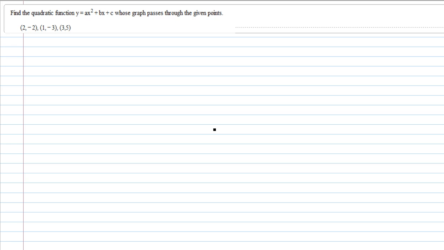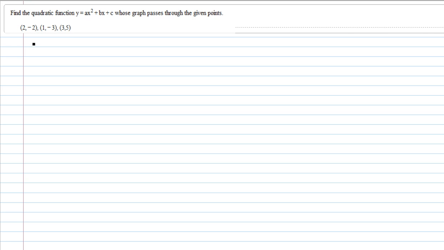In this problem, we have three ordered pairs given, and we need to use those ordered pairs to come up with systems of equations that we can solve so that we can find the quadratic function that passes through those 3 points. Let's look at the first point, 2, -2.